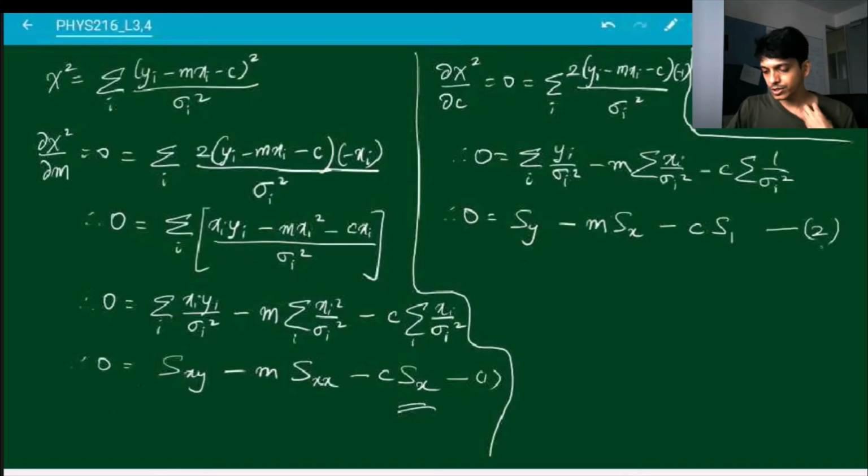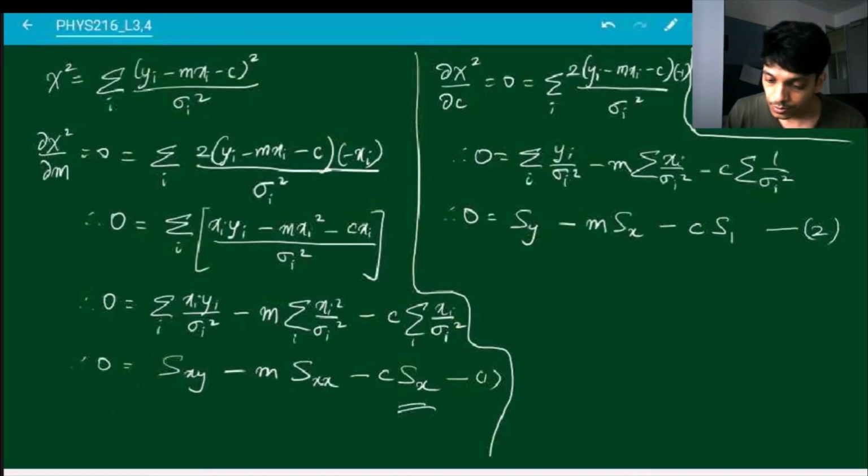So I have two equations, and there are two unknown quantities m and c, because all of these sx, sy, sxx, all of these I can calculate. It's just about taking the sum of xi square over sigma i square, etc. Those are straightforward to calculate, the same way as we calculated the standard deviation before. So all of these s's are known. It's only m and c that are unknown. So two equations, two unknowns, we can solve them.